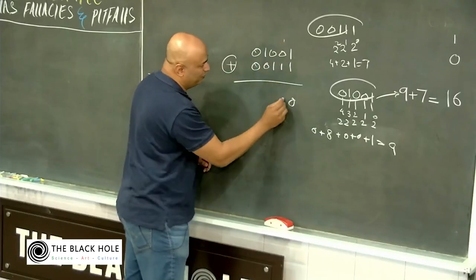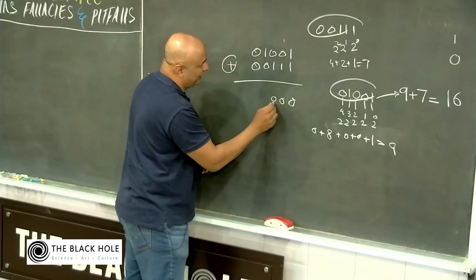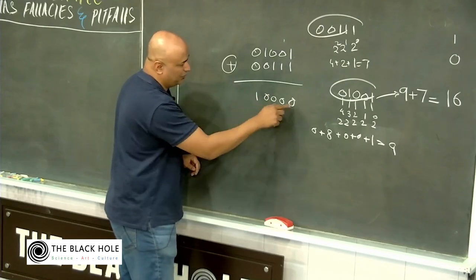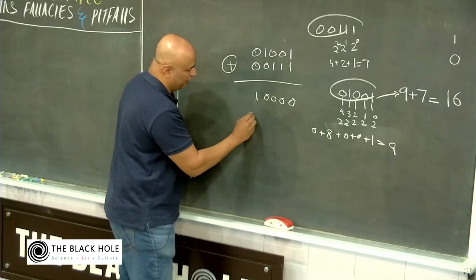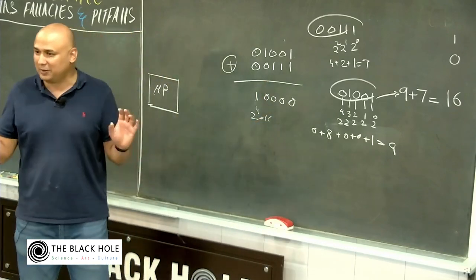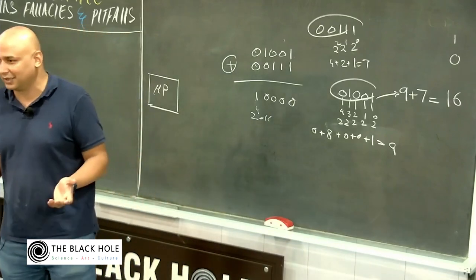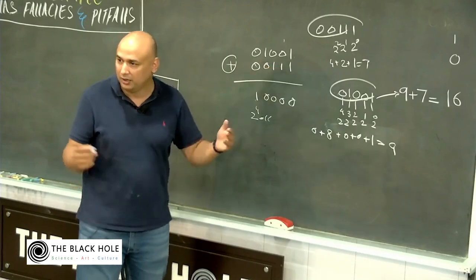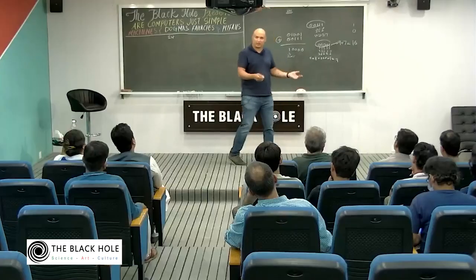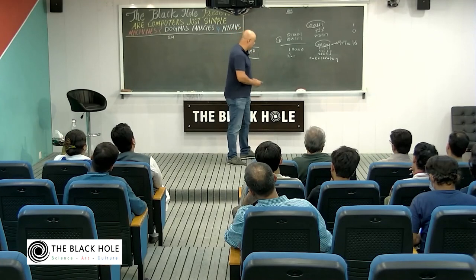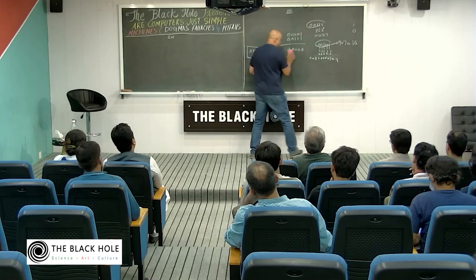So that is 0 and carry is 1. So it would be 0 again, 0 again, and then 0 again, and then this is 1. So this is position number 0, 1, 2, 3, 4, and 2 to the power 4 is 16. So you got 16. And this is the basic form of computation. This is how a processor does the computation, using these numbers, 0 and 1. And that's how we do the computing, and that's why it is called a computer.